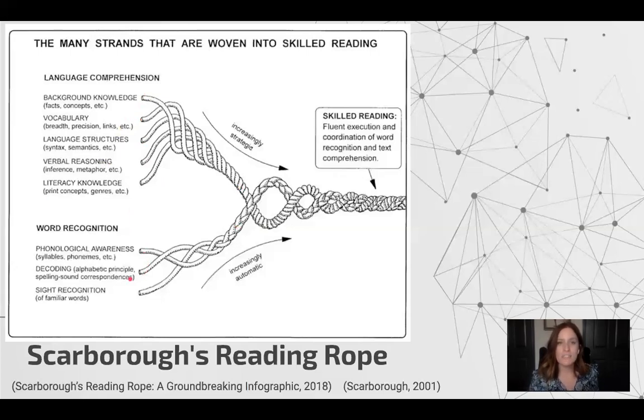When strands are missing within the rope, it does something to the rope. It makes it a lot weaker. So when weight is put on the rope, well, what does it do? It doesn't hold. So we need to ensure as educators that we are explicitly teaching each of the parts of what it takes to become a skilled reader and that we're not ignoring any of those parts.